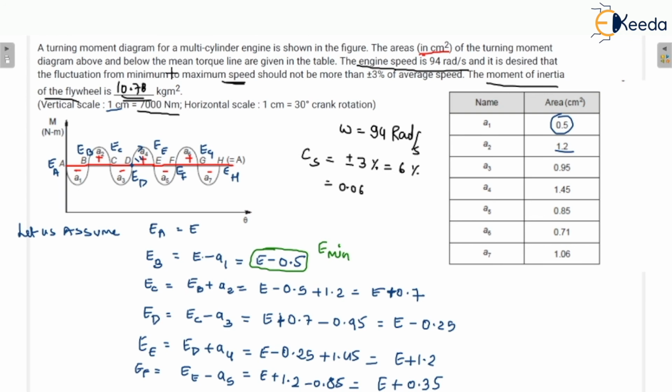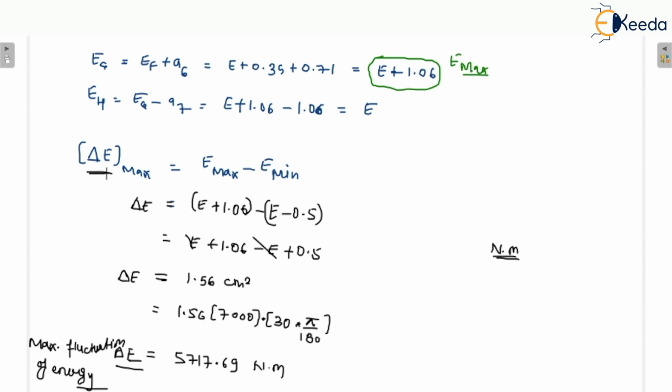I hope you are getting the solution of this question. You just have to solve this turning moment diagram for finding out the fluctuations of the energy. This is the maximum fluctuation of energy. You can find out the E maximum and the E minimum, subtract them, and you will get the value of delta E.